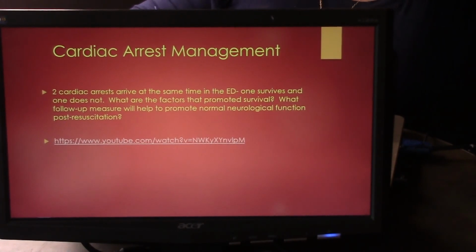If you get a chance, I would recommend that you watch the video on this particular slide, because it shows 2 cardiac arrests that arrive in the emergency room at the same time. One survives and one does not. It shows the factors that promoted survival and what happened to the one that did not survive. It wasn't anyone's fault, so there's no blame there, but it really helps to show how both arrests were managed appropriately and how outcomes can differ.